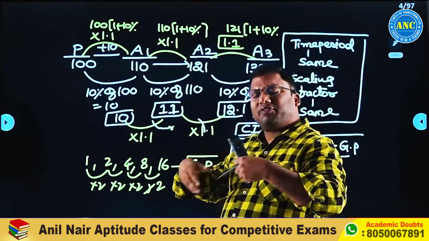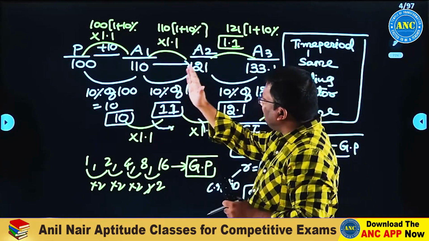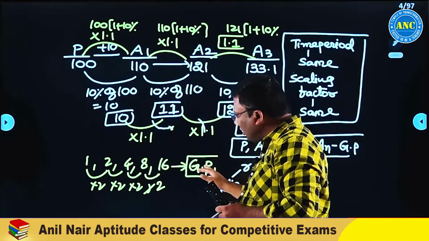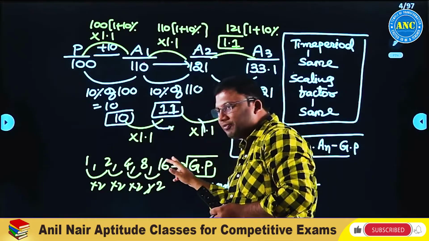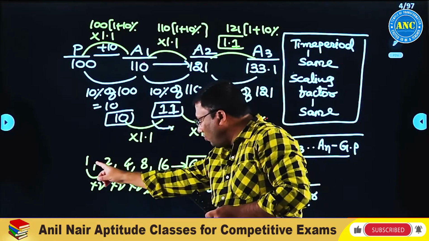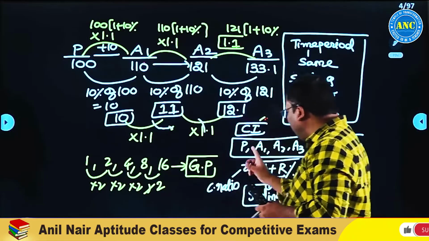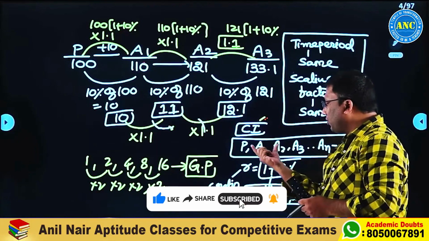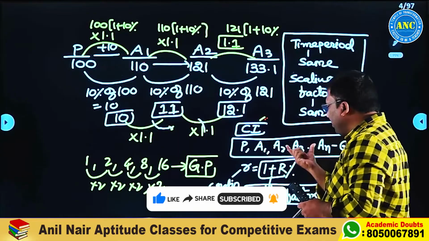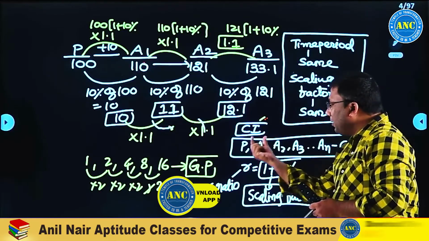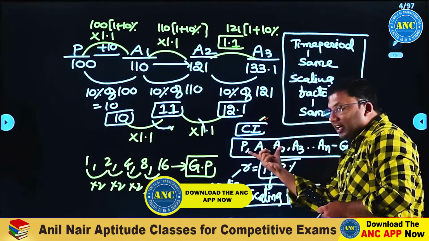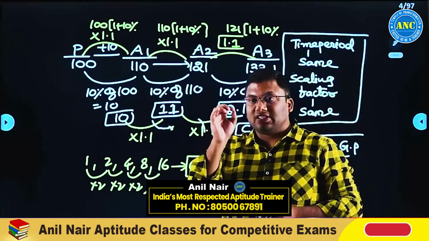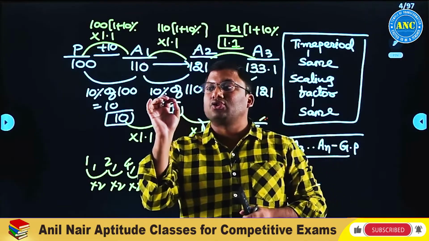You can draw a lot of conclusions based on this. P, A1, A2, A3, like 1, 2, 4, 8, 16 and so on, are in GP. First term, third term, fifth term: are they in GP? Yes. 1, 4, 16 and so on. Whatever the time period gap is, those values will be in geometric progression. P to A2, 2 years gap. A2 to A4, 2 years gap. If I take a 3 years gap, again a 3 years gap will be there. If the time period gap is the same, the scaling factor will also be the same.